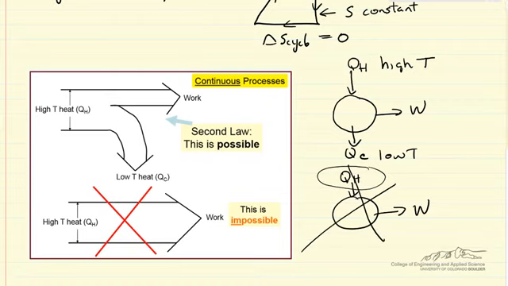And so the second law allows us to predict which processes are possible to do. It doesn't tell us how to do them, but it does allow us to predict if a process is possible. A process would have to satisfy both the first law and the second law.